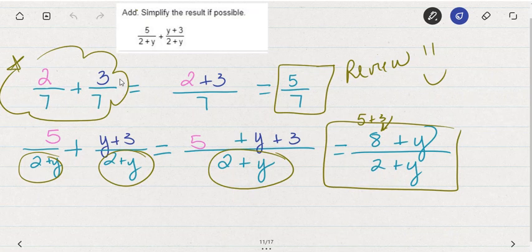We're going to add that to 3 pieces, a quantity of 3, out of a whole that's been cut into 7 pieces. So 3 pieces that are 1/7 in size. When we added this, we got 2 plus 3 over 7, or 5 over 7.